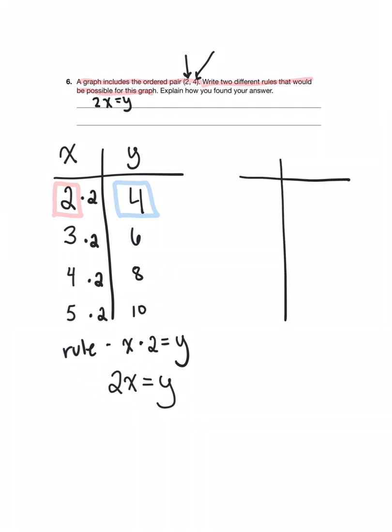Then do the same thing and try to come up with another rule. What's another calculation that you could have performed on the 2 to get 4? Could you add something to the 2 and get 4? Then write a rule using x and y that shows what you're doing to any x coordinate to result in the corresponding y coordinate. Let me know if you have any questions about this work.